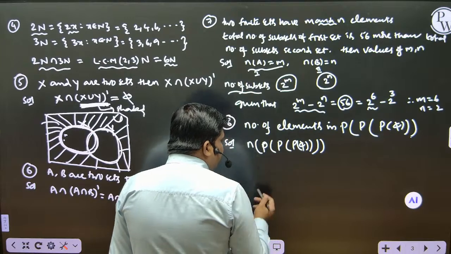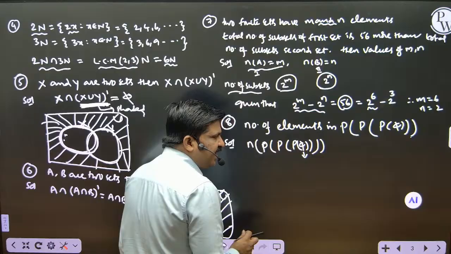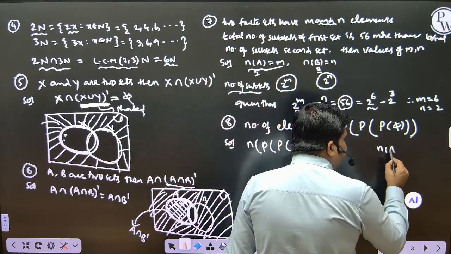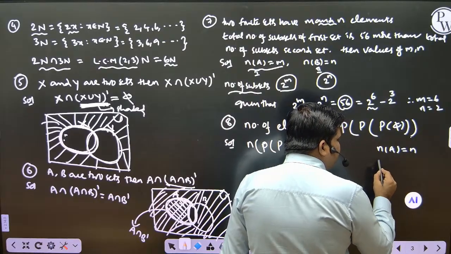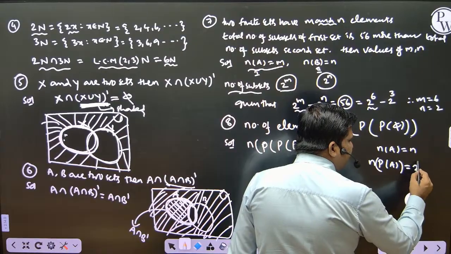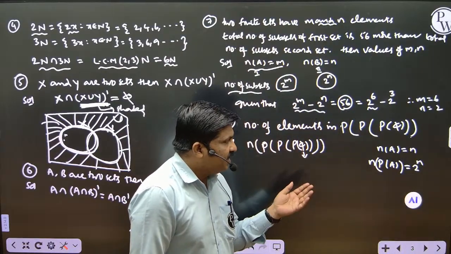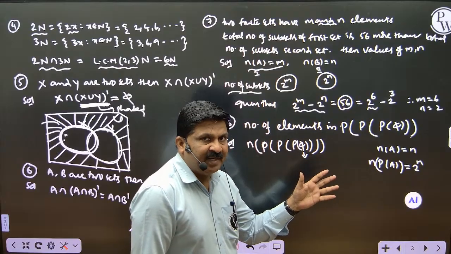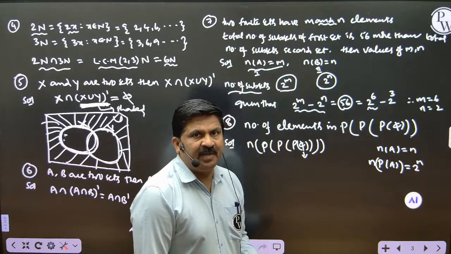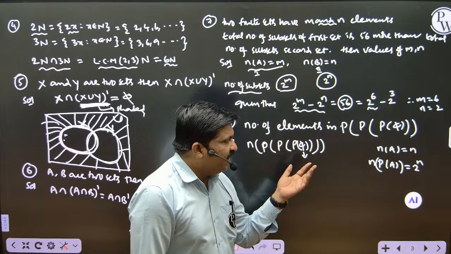That is equal to what? P of 5 means the power set of a null set. But as I know, if A has n elements, then the number of elements in the power set of A, n of P of A, is 2 power n elements.